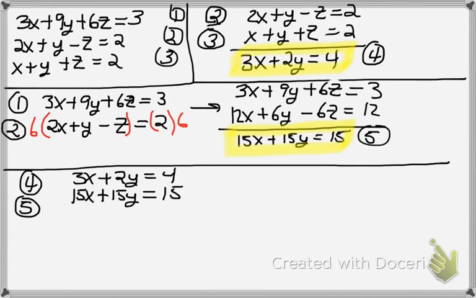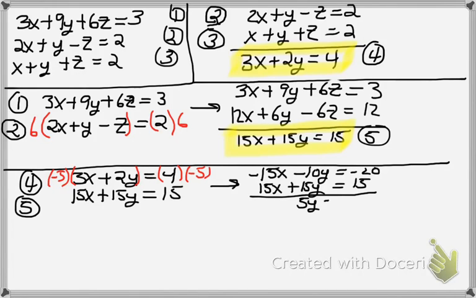If I take that top equation and multiply it by negative 5, the 3 and the negative 5 will make a negative 15. So we're going to multiply equation 4 by negative 5. Again, we'll draw an arrow just to indicate what we're doing. And we have negative 15x minus 10y equals negative 20. Don't forget to multiply that other side. And then we'll write that other equation right underneath.